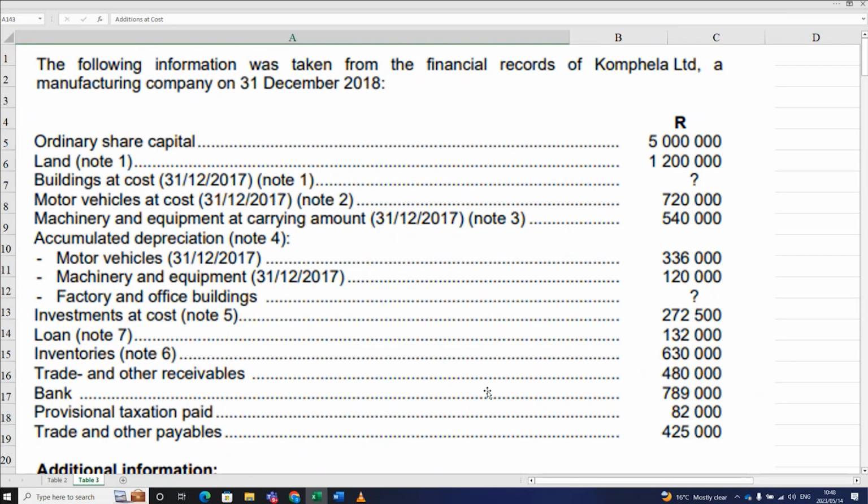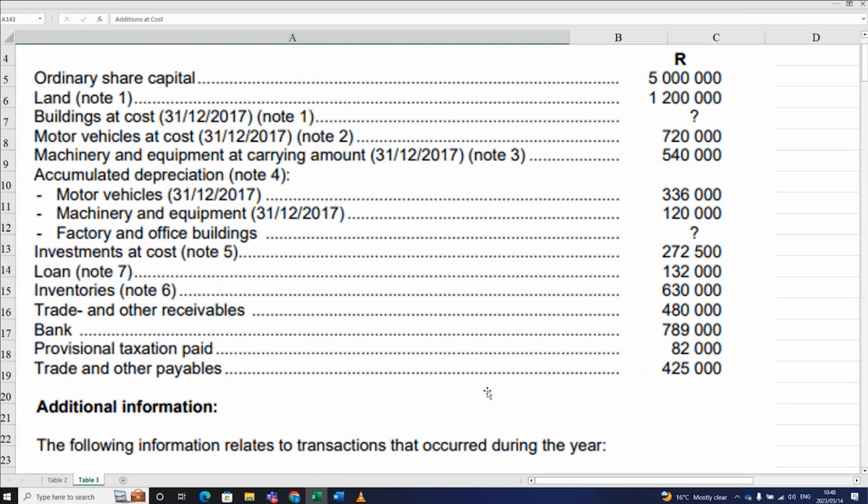The following information was taken from the financial records of Compiler Limited, a manufacturing company, on 31 December 2018. Ordinary share capital is 5 million. You've got land at 1.2, buildings at cost, machinery and equipment at carrying amount, accumulated depreciation of the different assets, investments at cost, loan and inventories, trade and other payables, bank, provisional taxes paid, and trade and other payables.